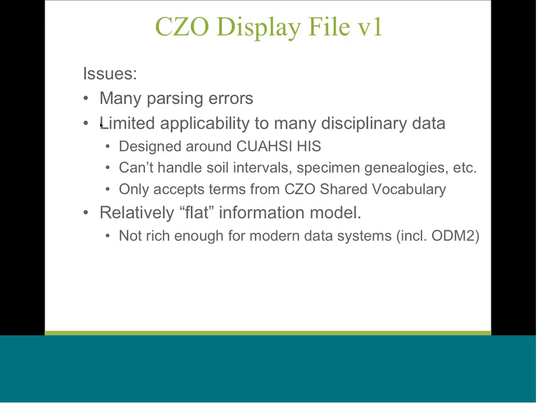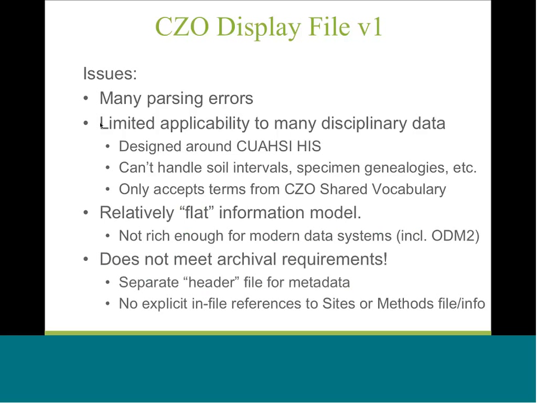The information model behind the display file was quite flat. So it wasn't really rich enough for a lot of modern data systems, including ODM1 for that matter. I mean, it was a relatively lossy way to store data. The data that was already allowed in ODM 1.1 was not fully encapsulated in the display files, and certainly more complex systems couldn't be handled, such as where we're headed with ODM 2. And lastly, the CZO display files did not meet archival requirements.